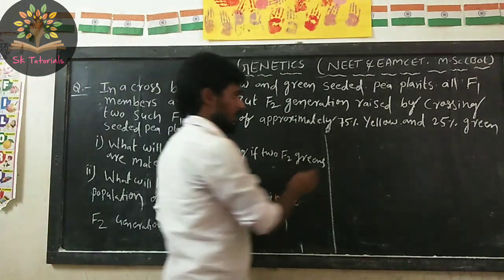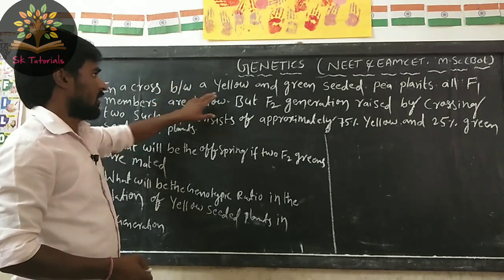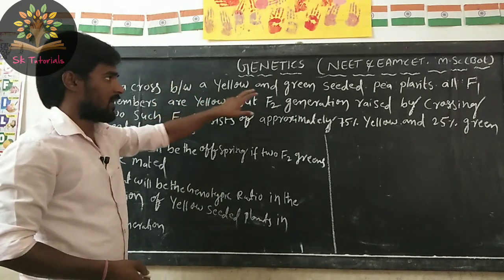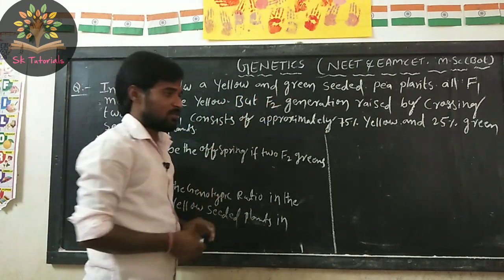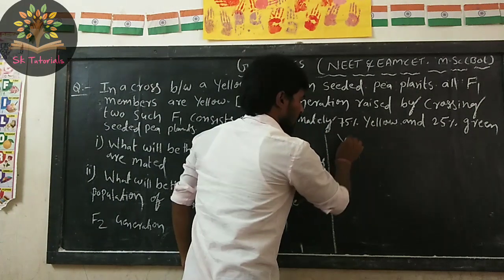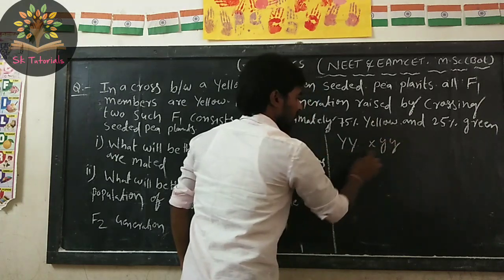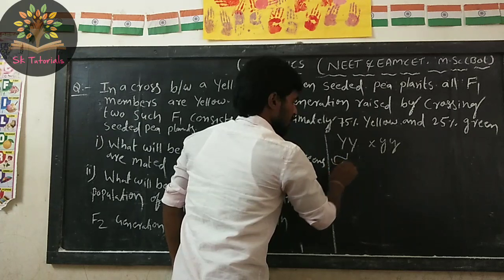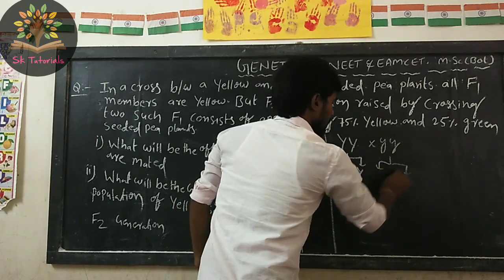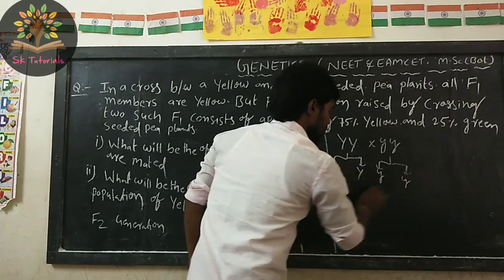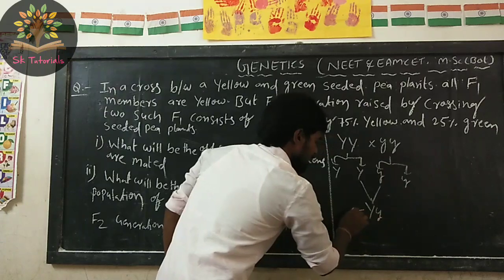So see how it is possible. First we have to do the monohybrid cross. Given a yellow seed pea plant and a green seed pea plant, here yellow is capital Y, green is small y. Here capital Y, small y, yellow, green. So simple. Yellow, green. Any one of the gametes, capital Y, small y. This is the F1 generation.